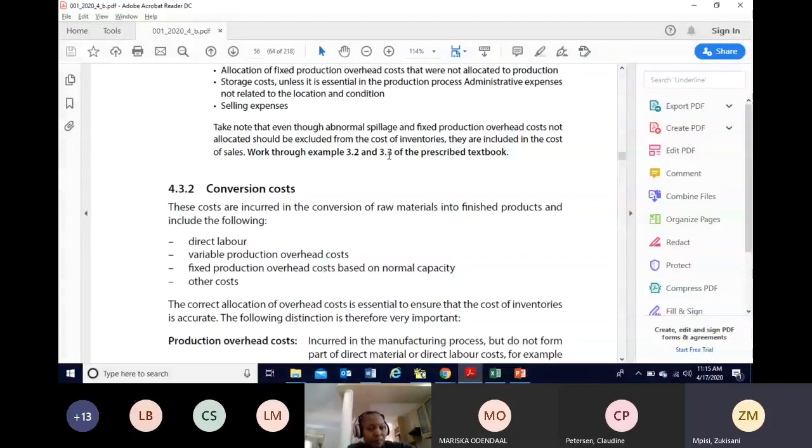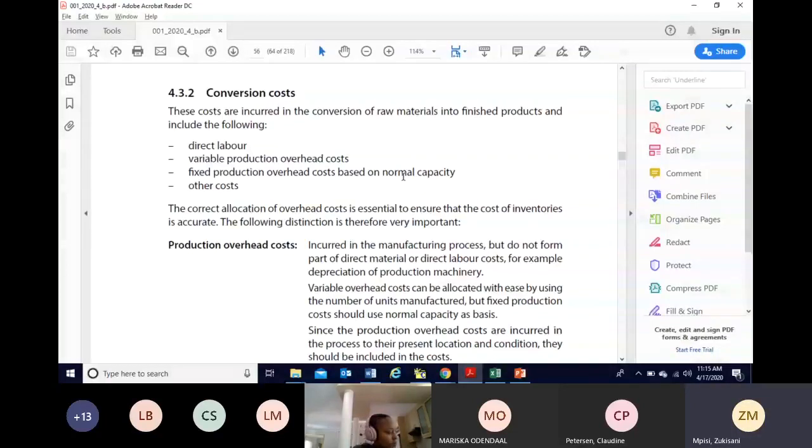So the next thing that we also deal with is 4.3.2, where you are informed that these are the costs that are incurred in the conversion of raw materials into finished products. So in conversion cost, we are speaking of a production environment where you would start to buy raw materials, and you would need to convert these raw materials into finished goods. But before you can do so, you will need to have your labor, and other production overheads, some which are variable and others which are fixed production overhead costs, and of course other costs. And then the correct allocation of overheads, you are also told, is essential.